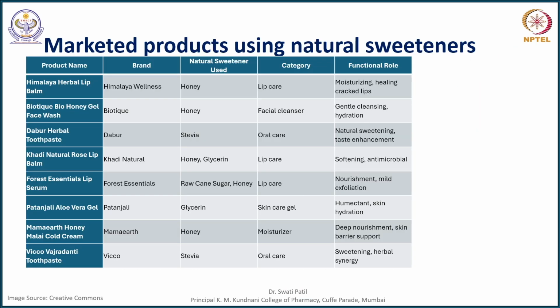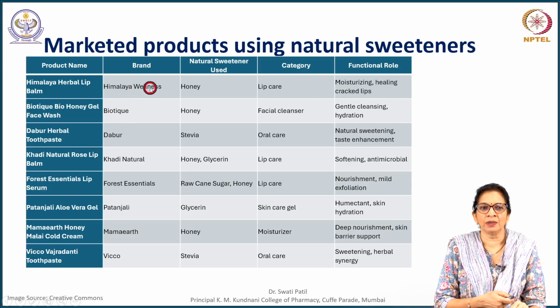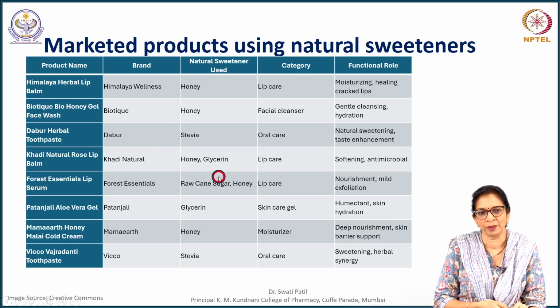These are some of the marketed products using natural sweeteners. For example, the Himalaya herbal lip balm, the brand is Himalaya Wellness. Honey is used in lip care product. Then the Biotic brand which uses honey in facial cleansers. So, these are some of the natural herbal formulations which use these sweeteners. Then there is Khadi Natural which uses honey and glycerin in lip care products.